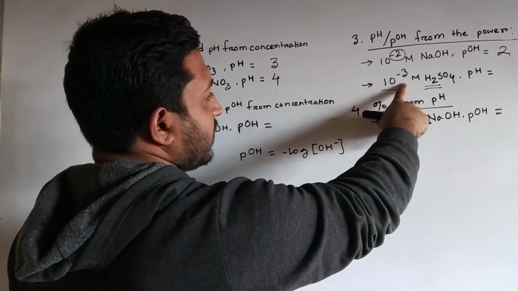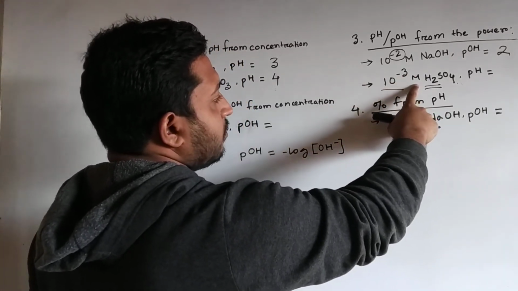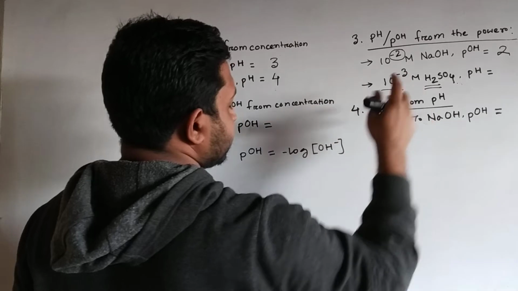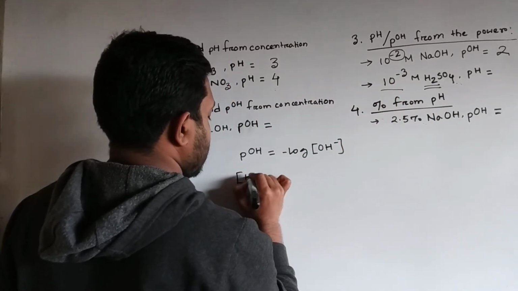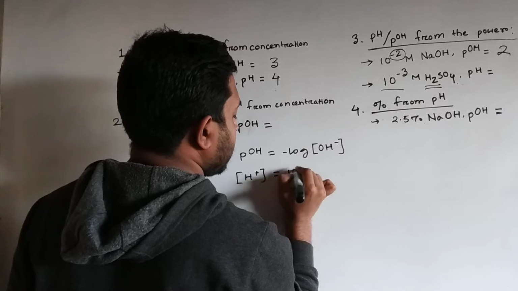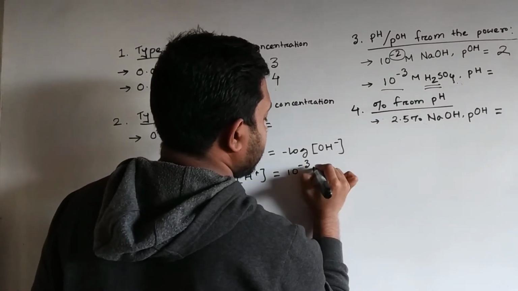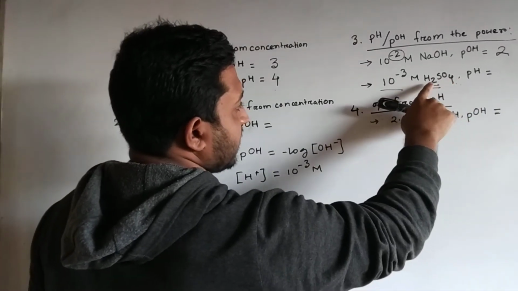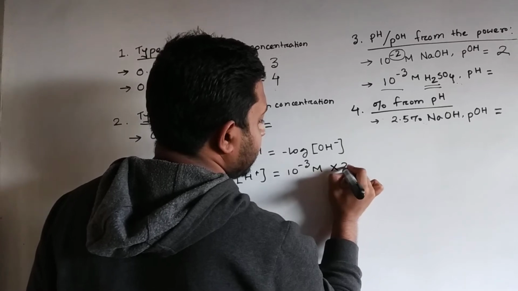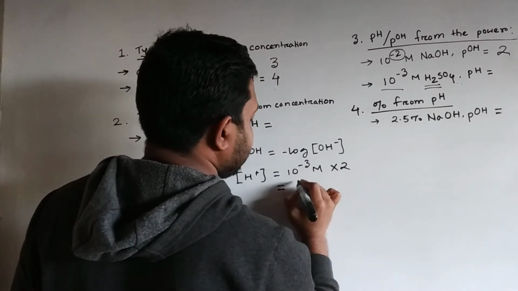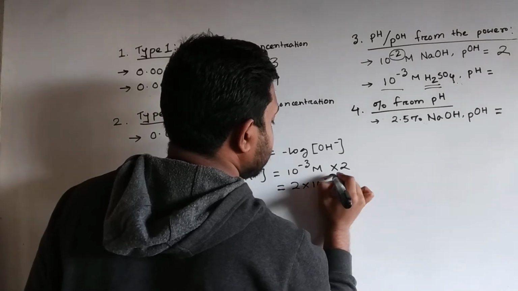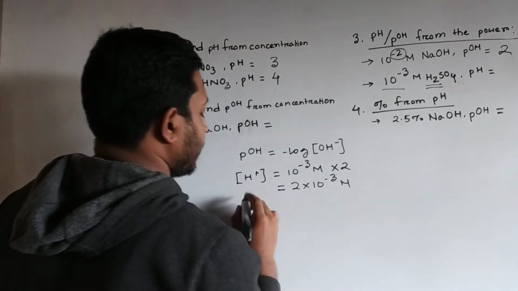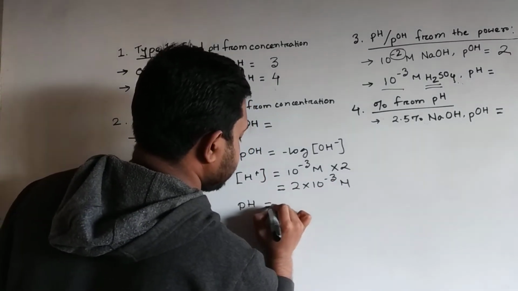Then in case of 10 to the power minus 3 molar sulfuric acid, what will it be? In that case, our concentration is 10 to the power minus 3 molar. But here the valency of the sulfate is 2, so we have to multiply it by 2. So our value is 2 into 10 to the power minus 3 molar. So what will be the pH? It is very simple.